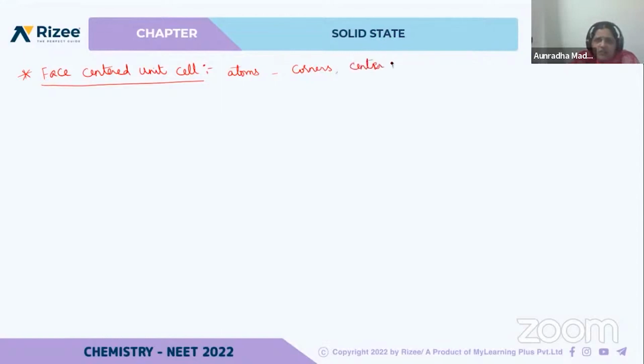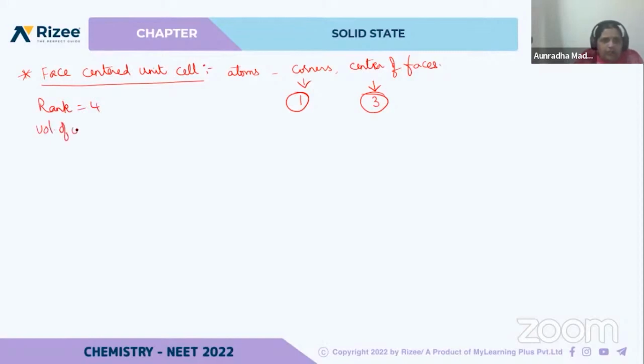Center of the faces. So 8 corners, 8 into contribution is 1 by 8. So when you consider corners, atom is 1. If we consider faces, 6 faces, so the total atoms is 3. Half of it will come inside that one. So total, when we consider faces, 3, corners 1. So rank is equal to 4.